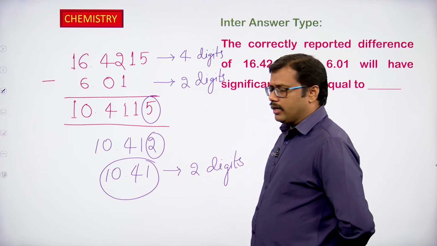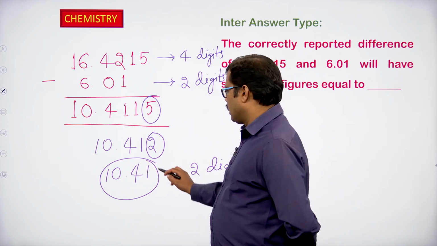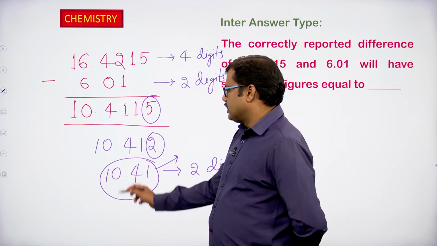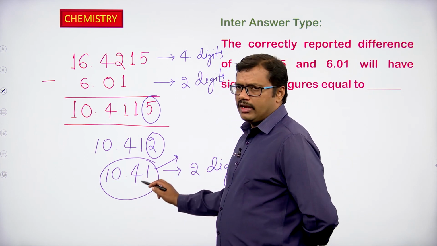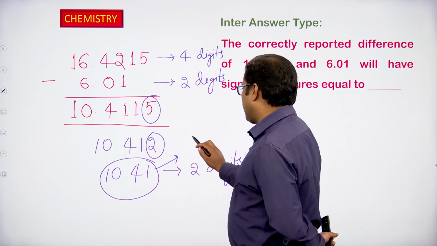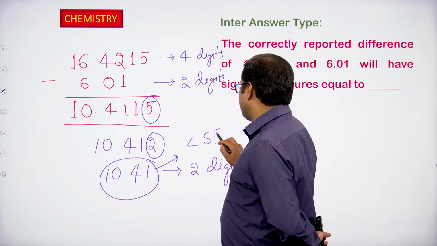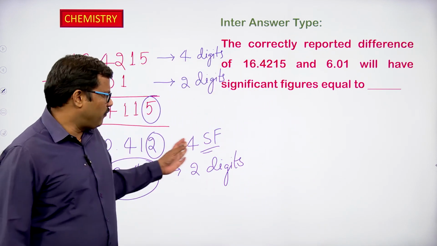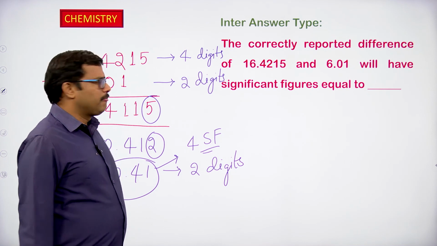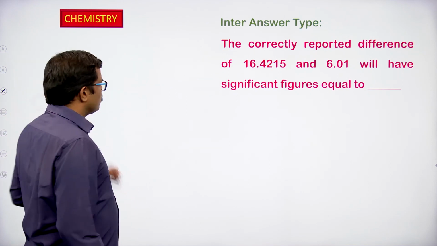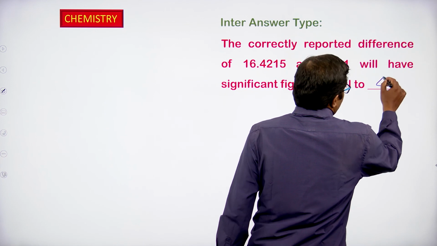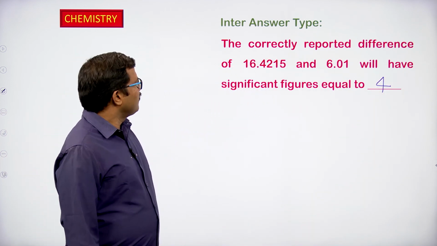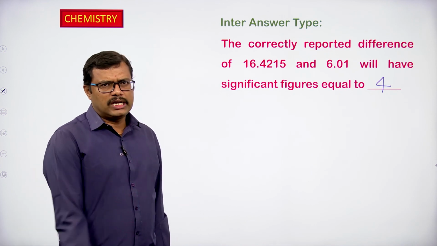But what do we have to look at? We have to look at the number of significant figures. How many significant figures are present in this number? 10.41: 1 is significant, 0 is significant, 4 is significant, 1 is also significant. So, we have 4 significant figures in this particular result, that is 10.41. It has 4 significant figures. Okay. I think you got the clear idea how to handle these kinds of questions, right.